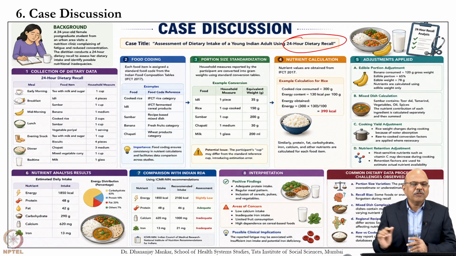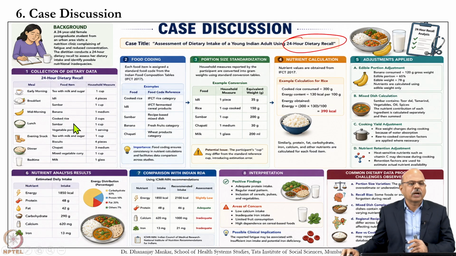Okay. The collection of the data is done with respect to early morning. She is having 1 cup of tea with milk and sugar. For breakfast she is having idli sambar, 4 pieces, and 1 cup. Mid-morning she is taking a banana.